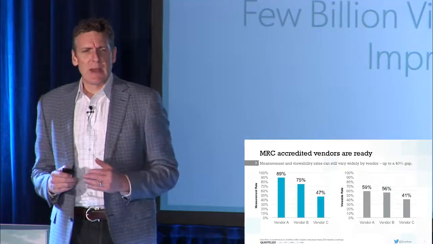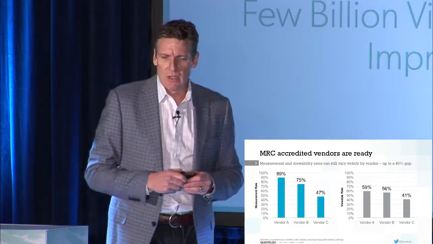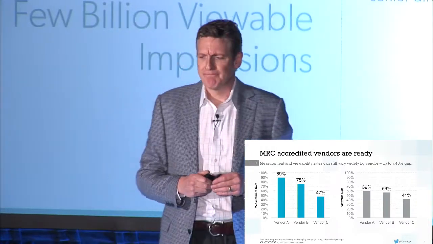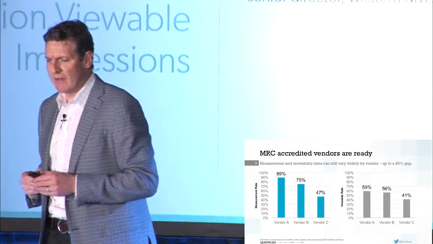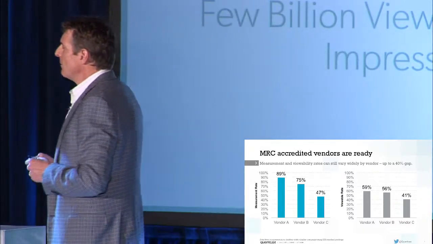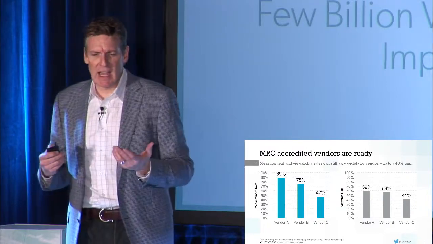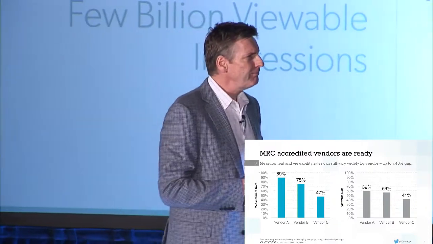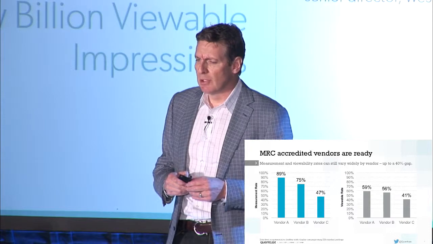So the first is the MRC accredited vendors are certainly ready today to take on the challenge of measuring and rating on viewability. And this is a big improvement from a couple years ago, where we saw on the left here, you're looking at measurement rates of 3 vendors. 2 years ago, these were down in the 20s and 30s. So 30% of the time, they could actually measure whether or not an impression was in view. We're looking at 3 vendors here on this left-hand chart in the blue.